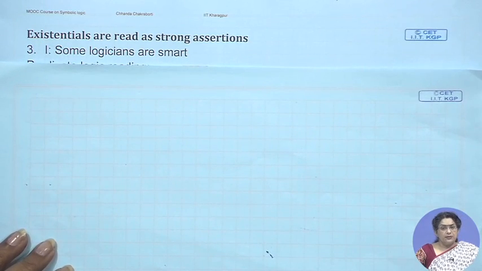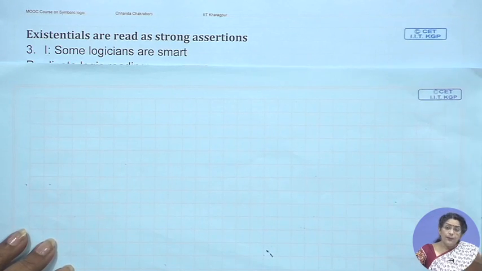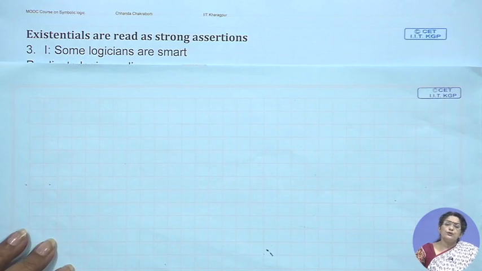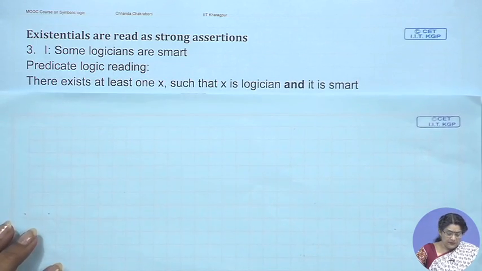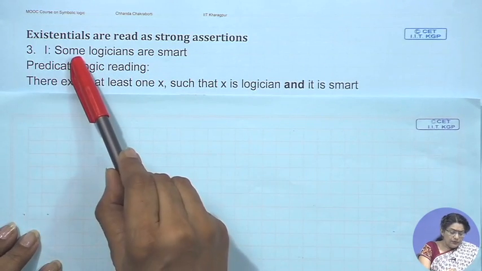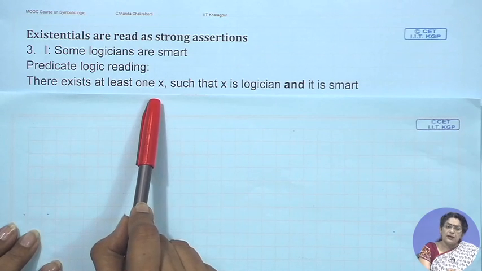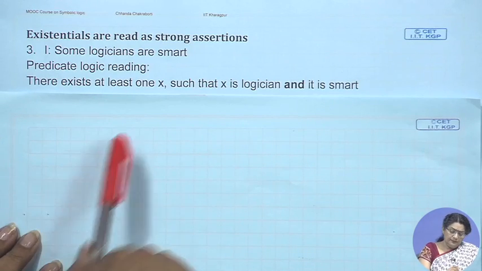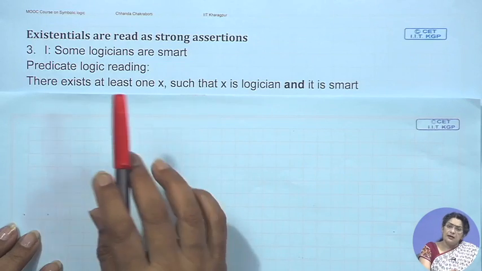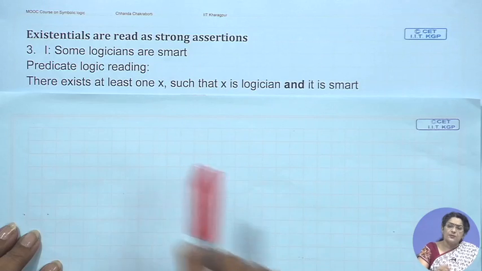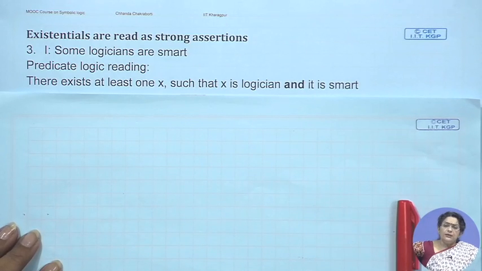Some logicians are smart. Some logicians are smart. How am I going to do that? Well, this "some", which quantity do you want to attach to that? The existential quantity. The moment you do that, the reading is going to look sort of different. You are going to use "there exists at least one x" for "some". What kind of x is that? Such that x is a logician and x is smart.